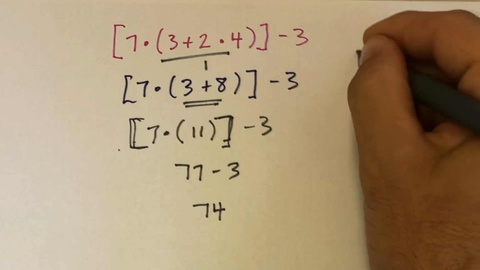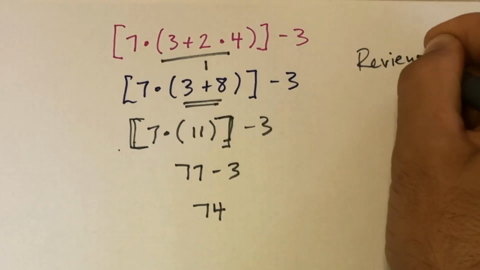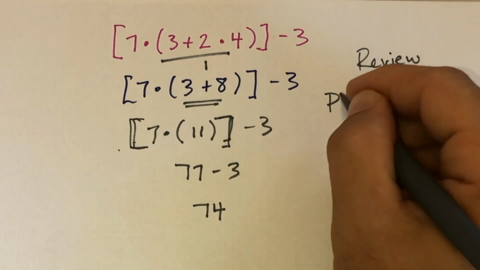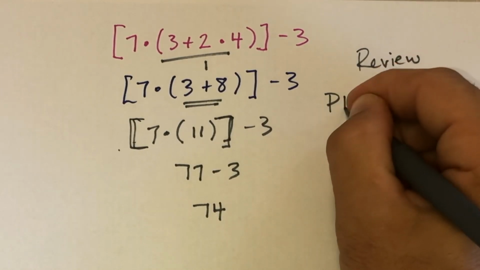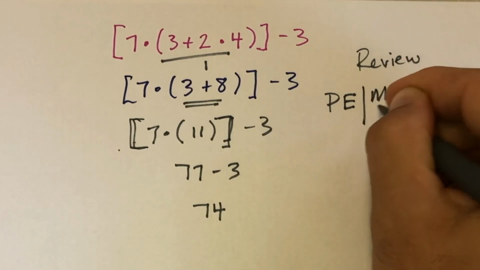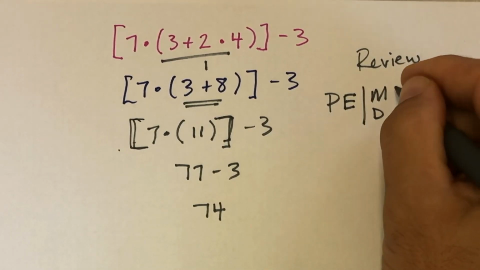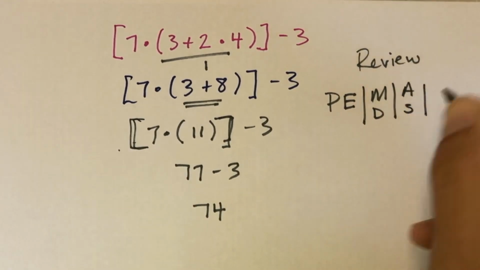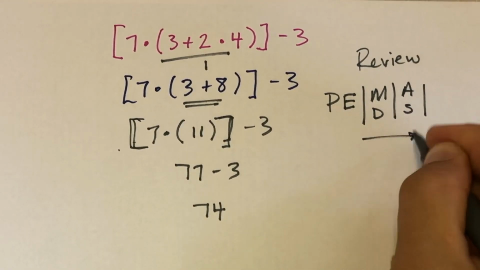Now again, just to review a little bit, the idea is your grouping has order of strength. So your parentheses are your strongest grouping, your exponents, and then again, it's not multiplication before division, it's multiplication and division before addition and subtraction, and you'll do these in order of left to right.